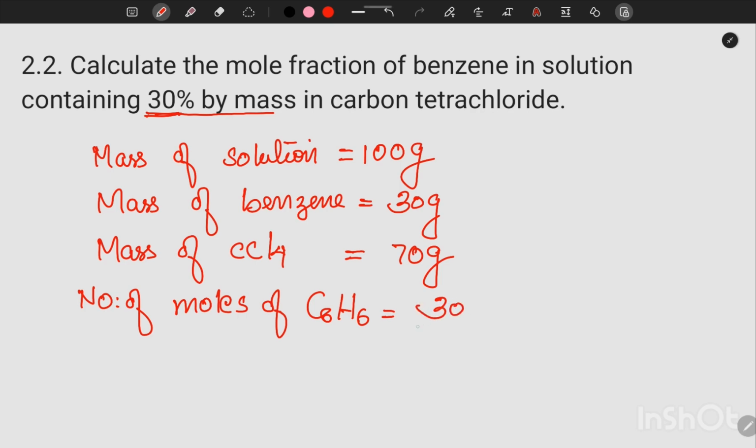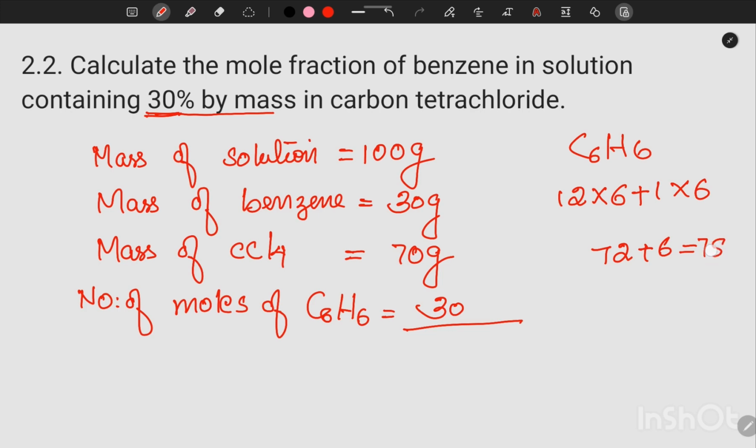Mass of benzene is 30 gram. Now we have to calculate the molar mass of benzene. We have 6 carbon atom. So atomic mass of carbon is 12. 12 into 6 plus hydrogen atomic mass 1, 1 into 6. Okay. So we will get 72 plus 6, 78 gram. So 78 gram per mole, that's the molar mass.